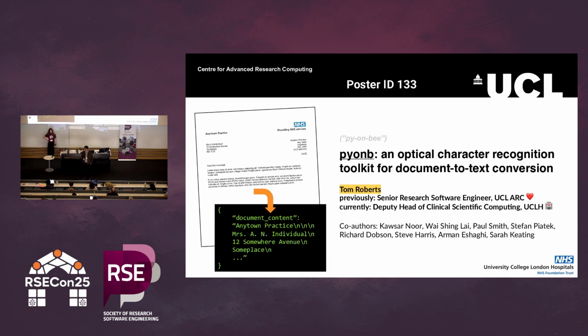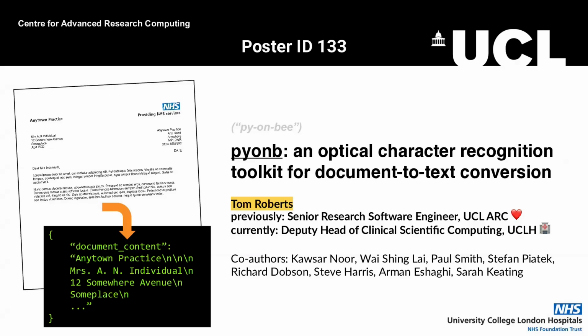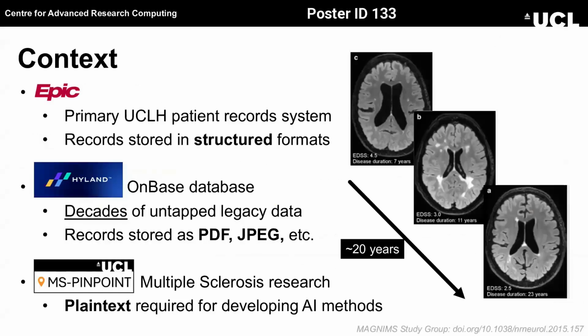My poster today is about PyOnB, which is the open source optical character recognition toolkit for document to text conversion. Just to give you a bit of context, this project came out of medical research projects at UCL in the MS Pinpoint team. They do research into multiple sclerosis.